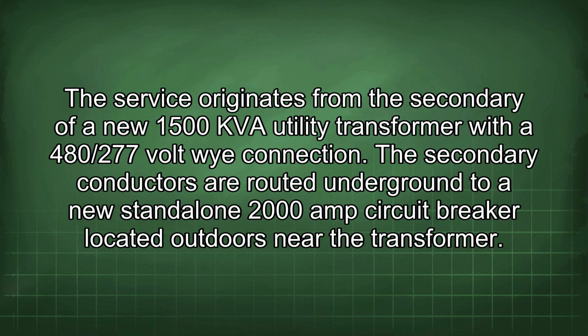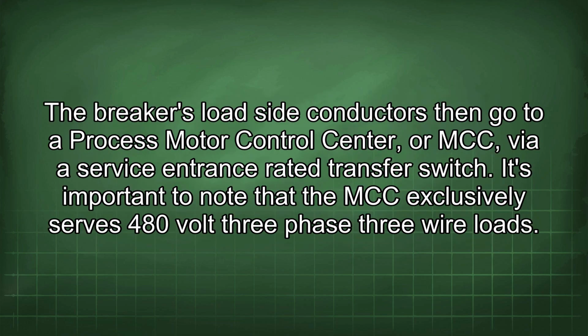The service originates from the secondary of a new 1500 kVA utility transformer with a 480/277 volt Y connection. The secondary conductors are routed underground to a new standalone 2000 amp circuit breaker located outdoors near the transformer. The breaker's load side conductors then go to a process motor control center, or MCC, via a service entrance rated transfer switch. It's important to note that the MCC exclusively serves 480 volt 3-phase 3-wire loads.